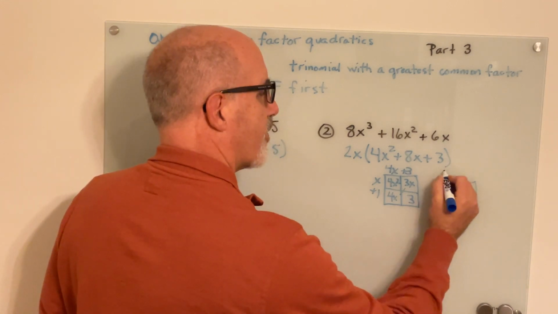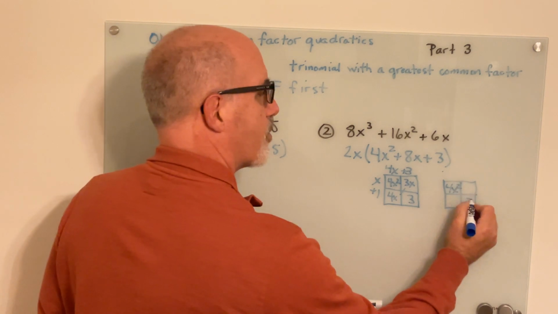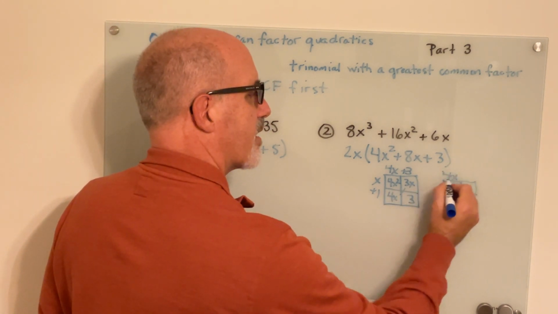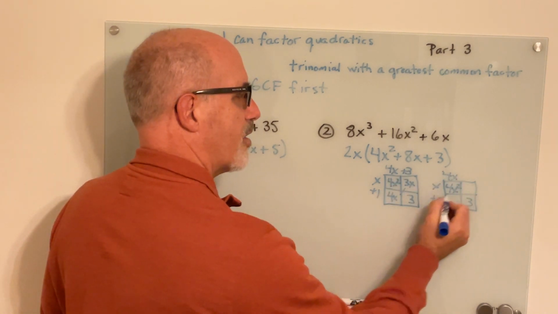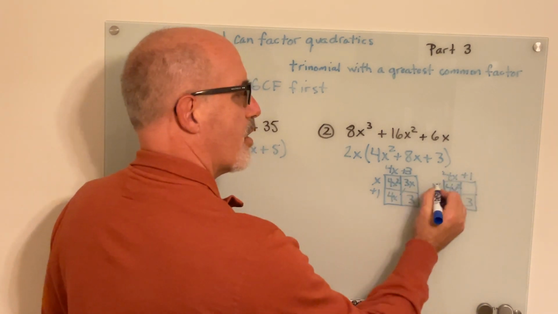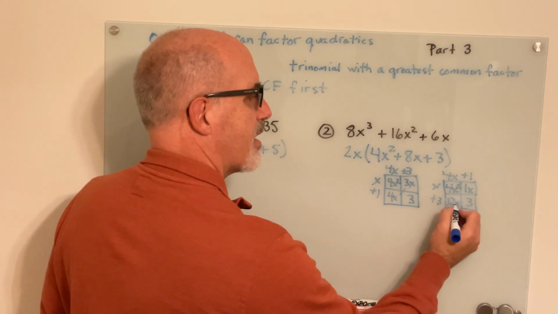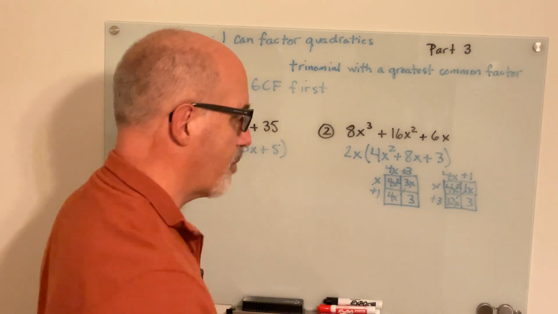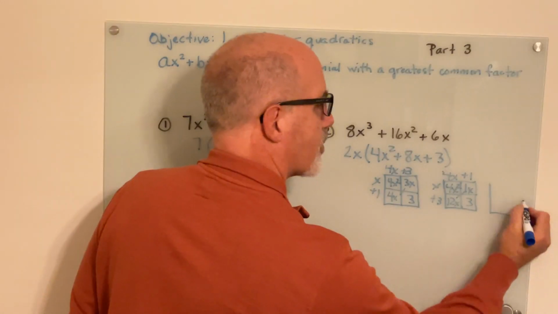And so I've got, for this one, 4x squared and a 3. And I have, for this, 4x and x. And for the 3, I'll put the plus 3 down here and the plus 1 over here. This gives me 1x. This gives me 12x. Those two do not add together to give me the 8x. I'll try one more here. So let's try this last one here.